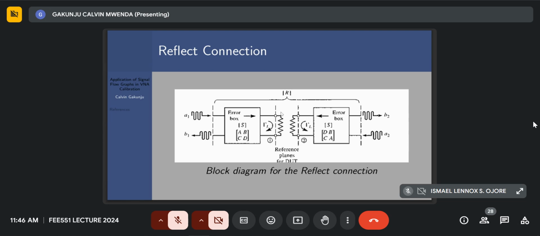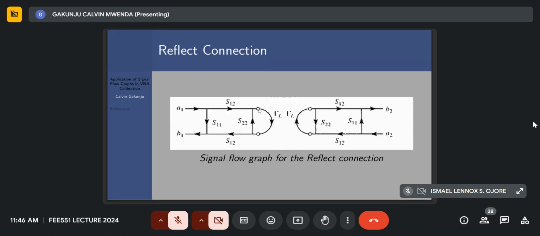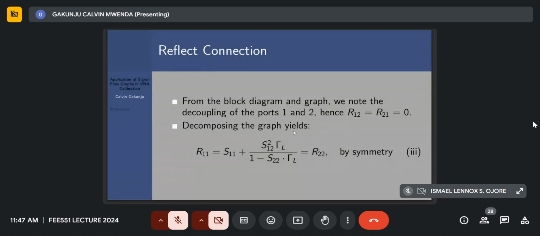And because of that, you can see here, there will be no transmission between the two error boxes. So the overall S parameters R for this system will not include R12 and R21 because there's decoupling of the two systems. Okay, that's what I've just explained. Then applying the principles of signal flow graph analysis, you'll find that R11 is equal to this, and R22 is equal to R11 by symmetry.